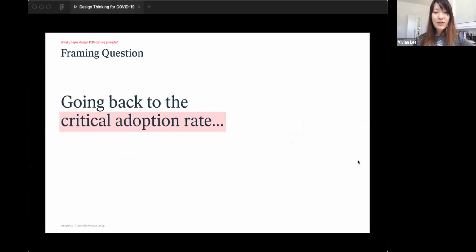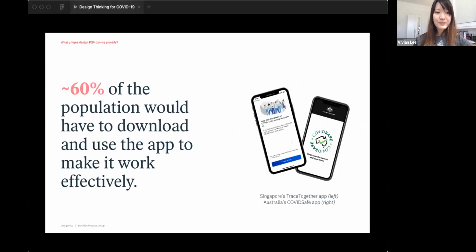Going back to the critical adoption rate, 60% of people would have to download and use the app to make it work effectively. Epidemiologists use this scenario modeling to land at these percentages. Adoption rates in other countries isn't so encouraging. There was around a 20% adoption for Singapore's TraceTogether app and about an 8% adoption for Australia's COVIDSafe app. And this was around early May.